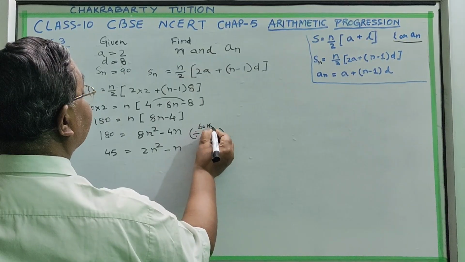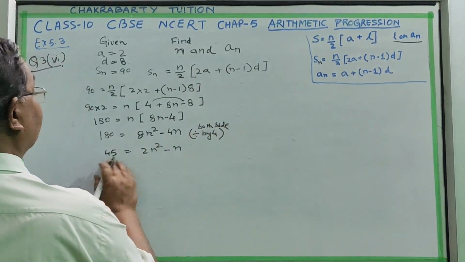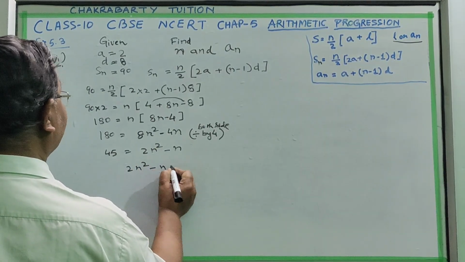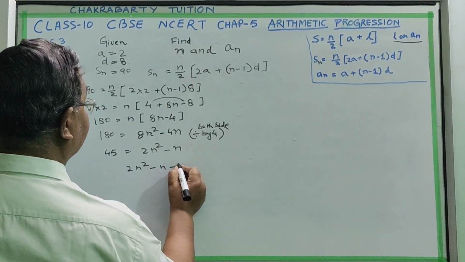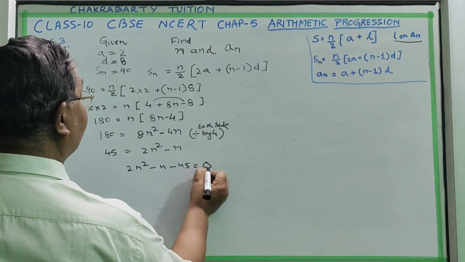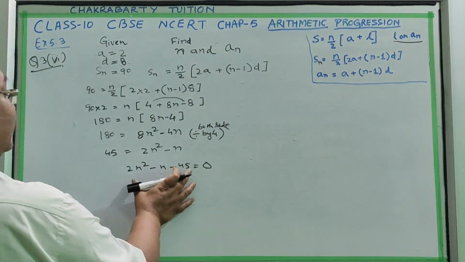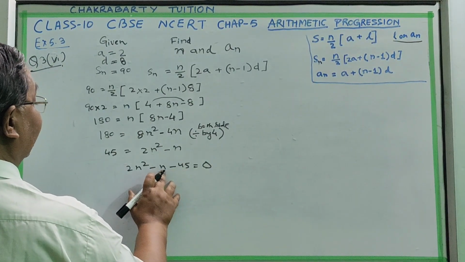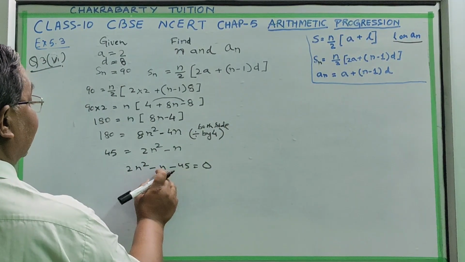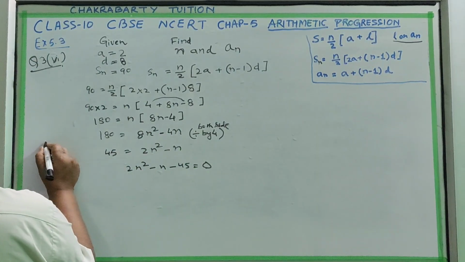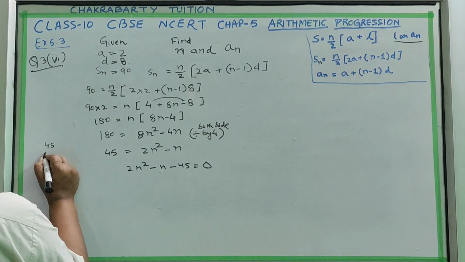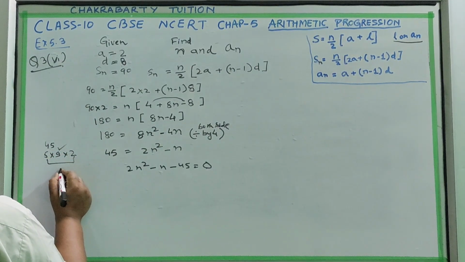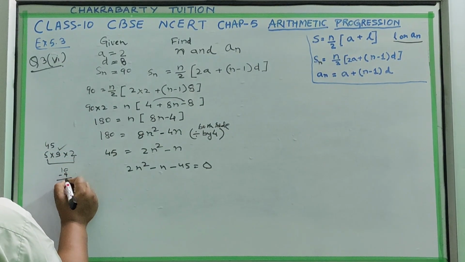Divide both sides. So this has become 2n square minus n, and this plus we can take to this side, minus 45 equal to 0. Now we can break this by factorization. For 45 and 2, we have to make such a split that the middle figure should be 1. So 45 is 5 into 9. We can make 9 one figure and 5 to 10 one figure. We make 10 and 9, and 1 will come.